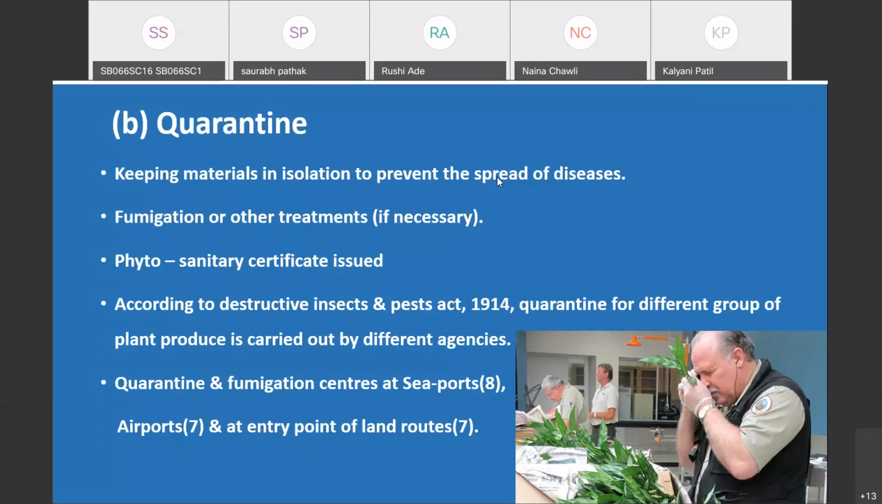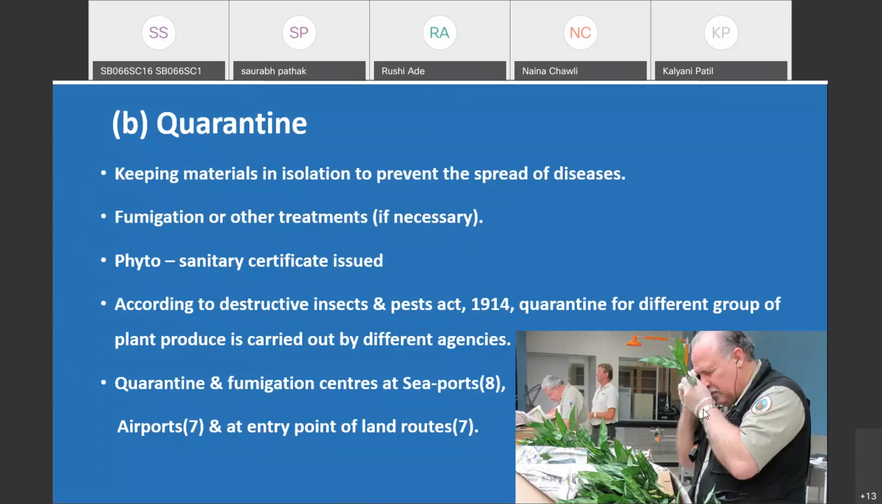Okay, to prevent the spread of the diseases. The plant material which is introduced from the other country may be contaminated with certain types of insects, pests, and diseases. And to prevent the spread of the diseases, that plant material is kept separately, and that process we call a quarantine.